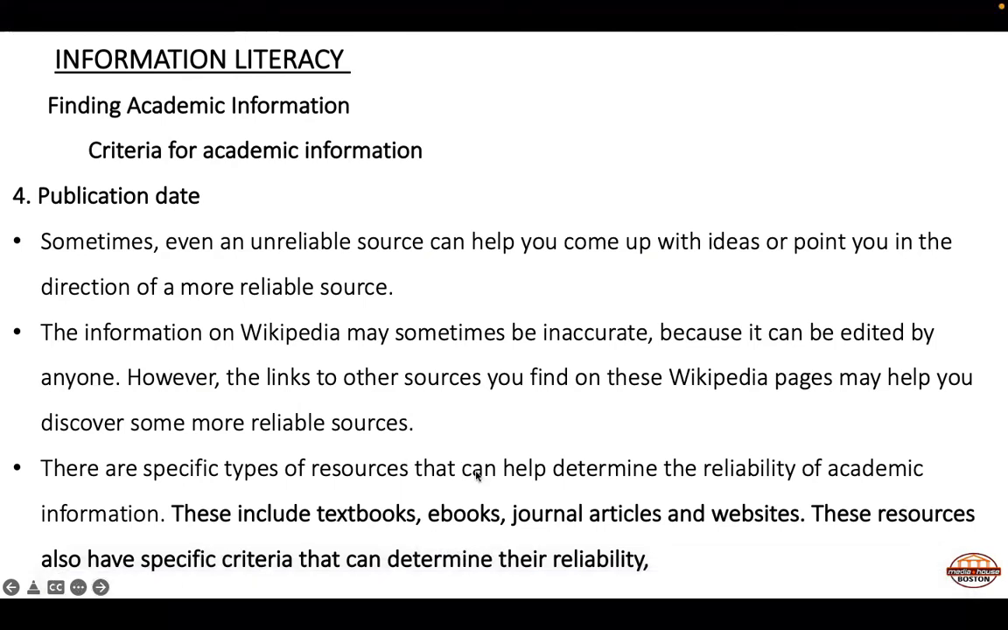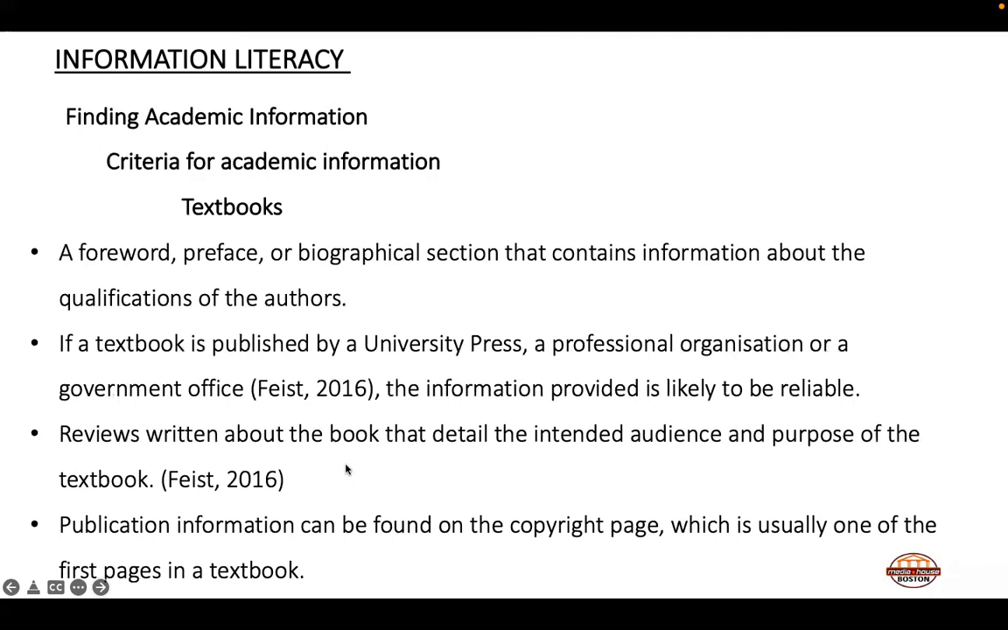Okay, cool. So there are specific kinds of sources that we can use to look for academic information. Textbooks, ebooks, journals, websites. And of course, each of these has specific criteria for us to determine if they are reliable or not. So the first one is a textbook.